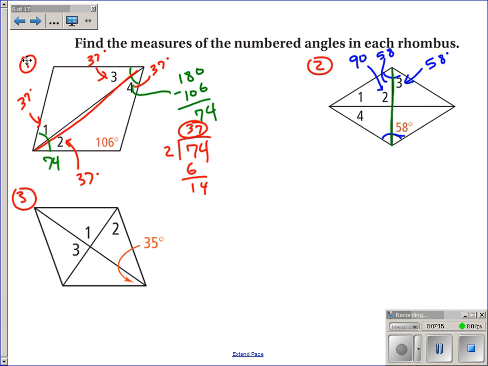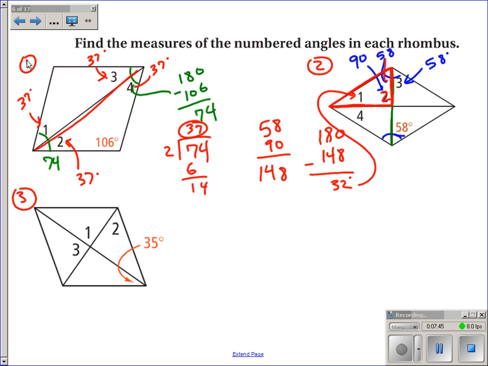Okay, so the angles in this triangle will add up to be 180 degrees. This one's 58, this one's 90. So I'm going to add 58 and 90 together, and I get 148. And I subtract that from 180, and I get 32. So angle 1 is equal to 32 degrees. Now because the diagonal cuts it in half, it bisects it, angle 4 will also be 32 degrees.